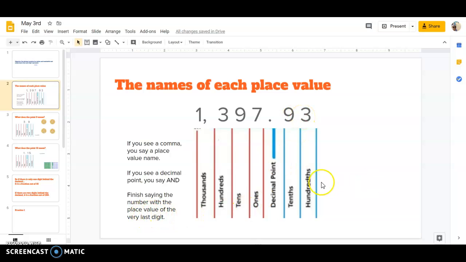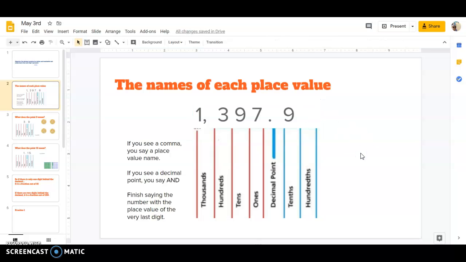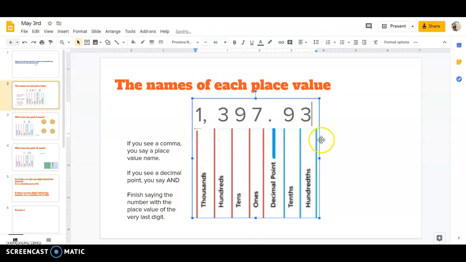very last digit. So the last digit is 3, and that's in the place value of hundredths. So if I follow these directions, I would say 1,397 and 93 hundredths. Now, if the 3 was not there, you could pause the video and try it yourself. But the answer would be 1,397 and 9/10.